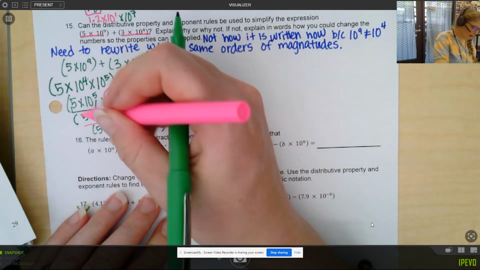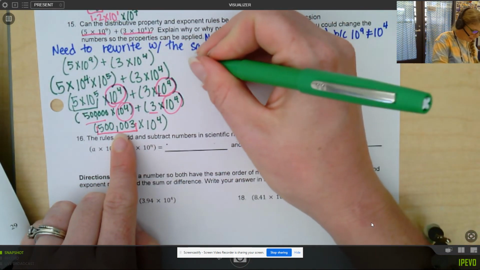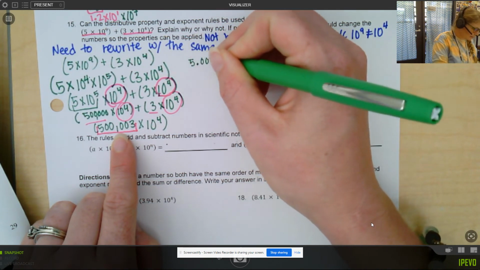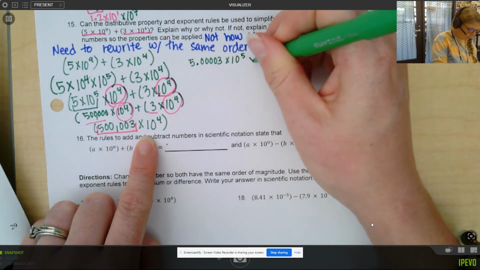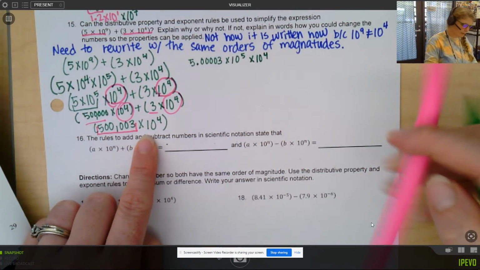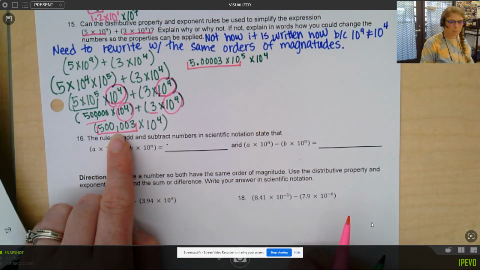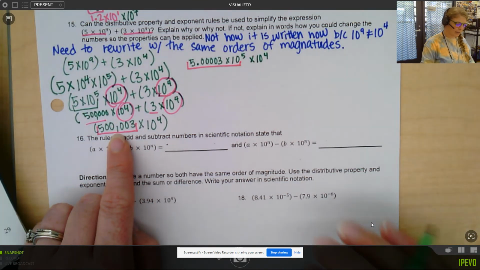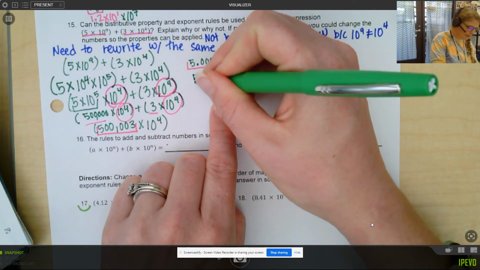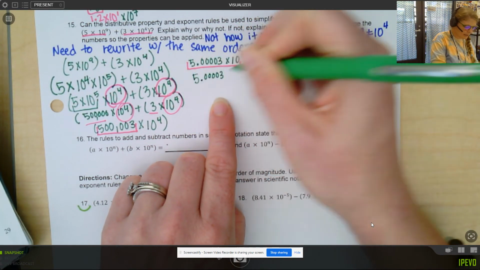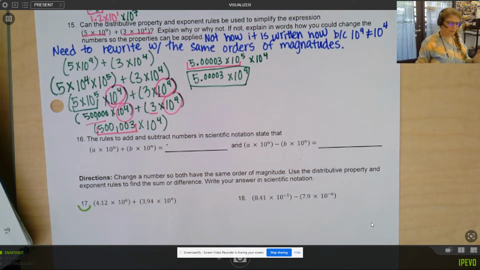Of course, we know this is not written in scientific notation, so we have to rewrite this as 5.00003 times 10 to the fifth, all times 10 to the fourth. So again, all I'm doing is taking this value. It's not a significant figure because it's not meeting the criteria yet. So I rewrote it. And then I noticed that this ends up being 5.00003 times 10 to the ninth power. And it's written in scientific notation, and that's your answer.